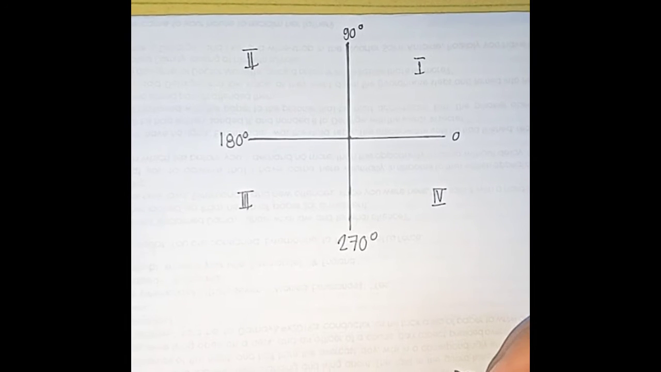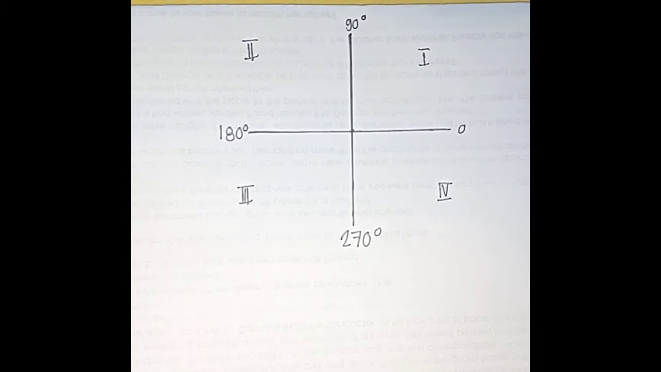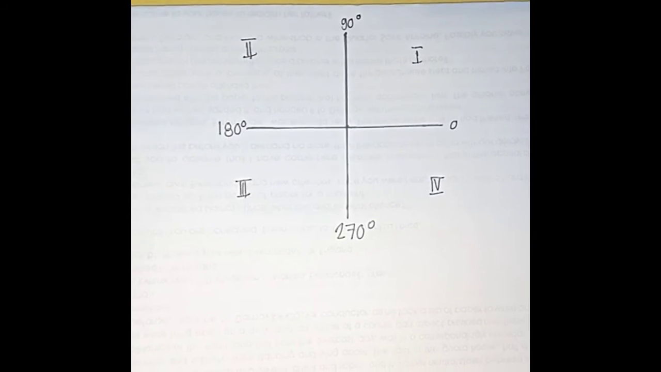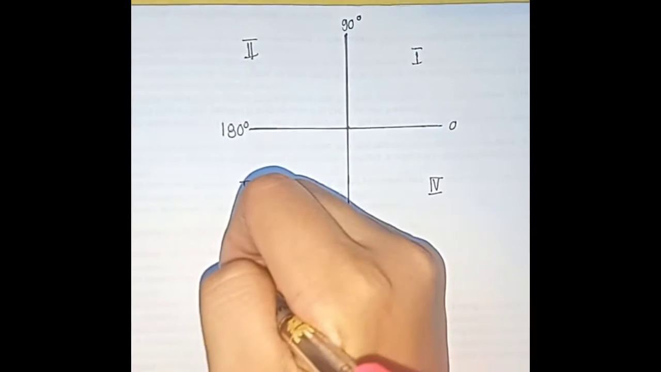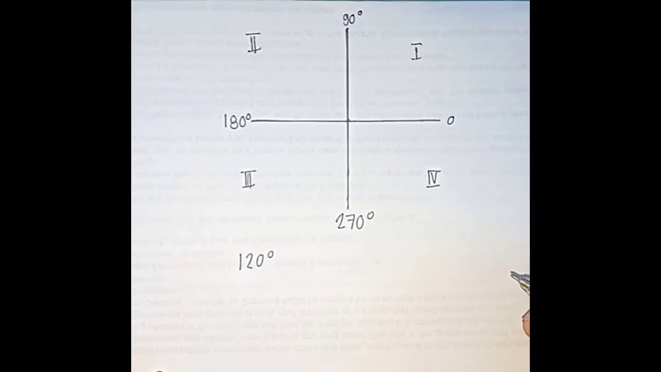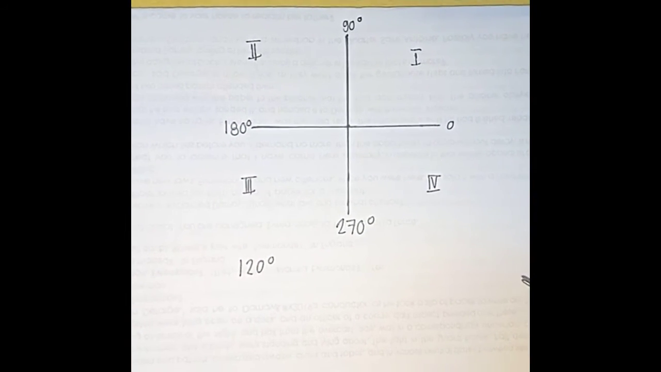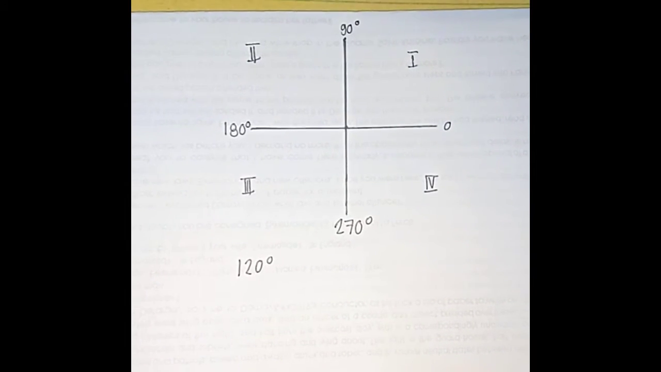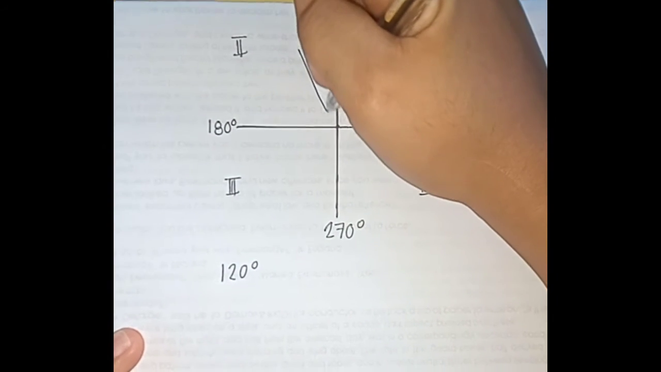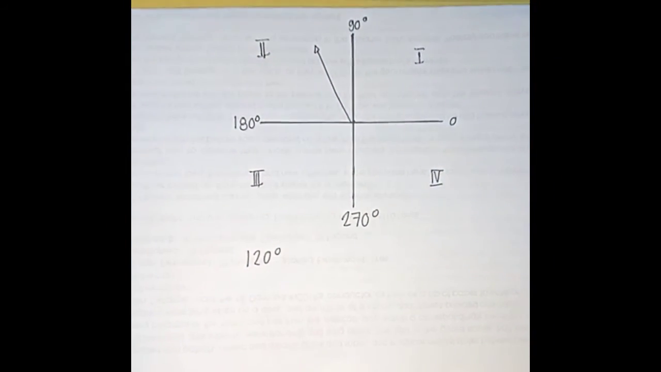Now let's talk about reference angles and how to find them. So let's work on an example. Let's say we have an angle that's 120 degrees. What is the reference angle of 120 degrees? So first, let's plot 120. 120 degrees is in quadrant 2. It's between 90 and 180.